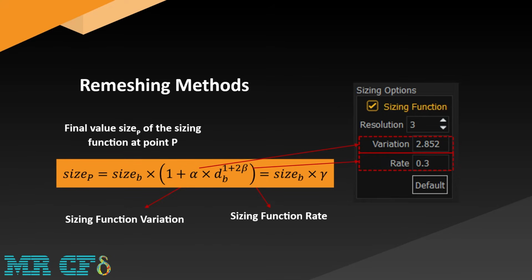On the other hand, beta, or the rate parameter of the size function, controls how fast the cell size changes from the boundary. This parameter is determined in the range of -0.99 to 0.99. So the positive value of this parameter indicates a slower transition from the border to the variation value of the size function specified by us, and totally vice versa. The negative value of this parameter indicates a faster transition.